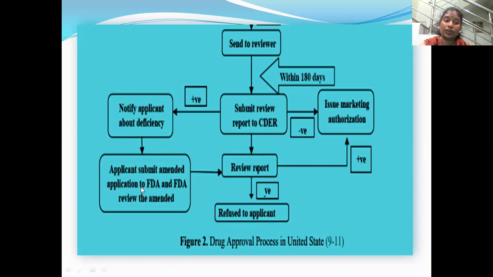So the applicant will again submit this amendment application to the FDA, and FDA reviews the amendment again, and then sends the review report to issue the marketing authorization. If it is positive, the drug will be issued the authorization. If it is negative, it is again refused and sent to the applicant. This is the drug approval process in the USA.